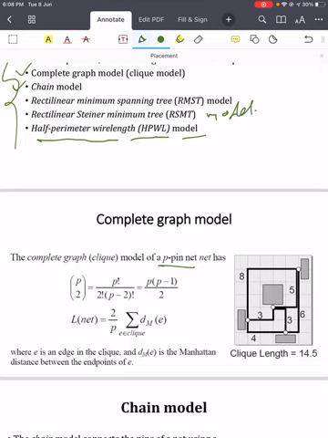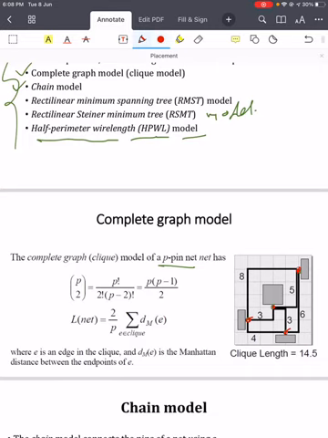Here is an example with 4 pins. This is one pin, and there are 4 pins in total. This is only one net with 4 pins, so this is a 4-pin net, right?